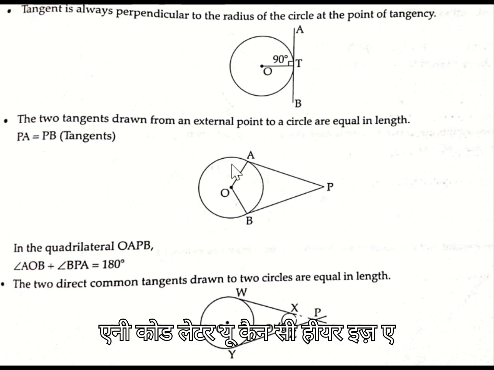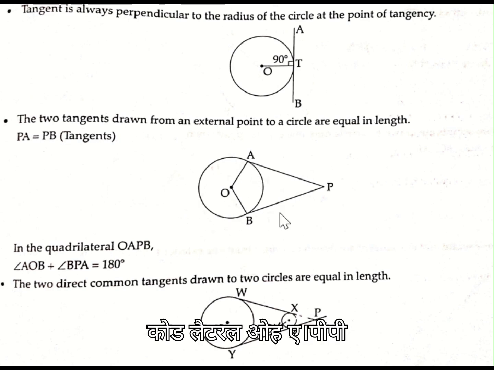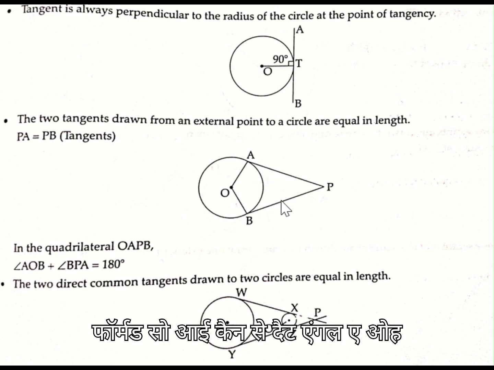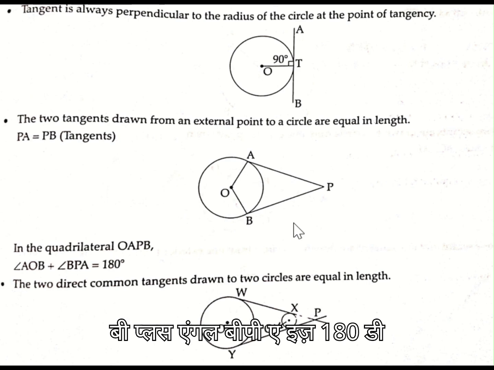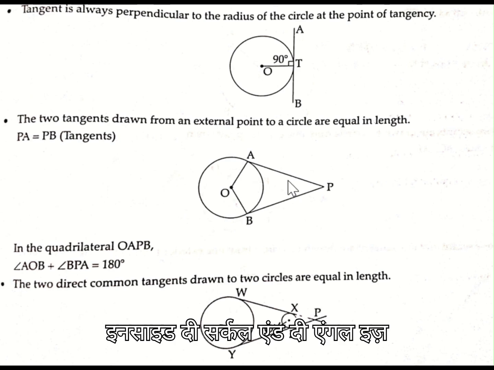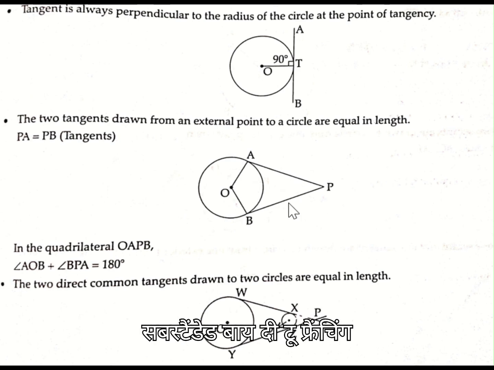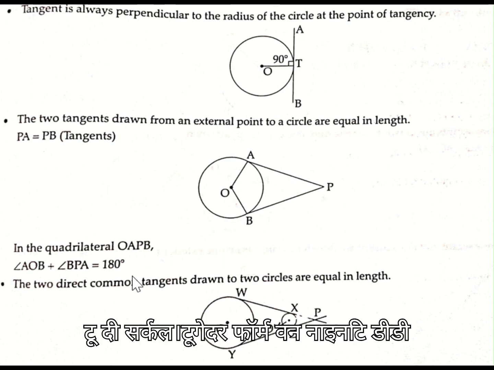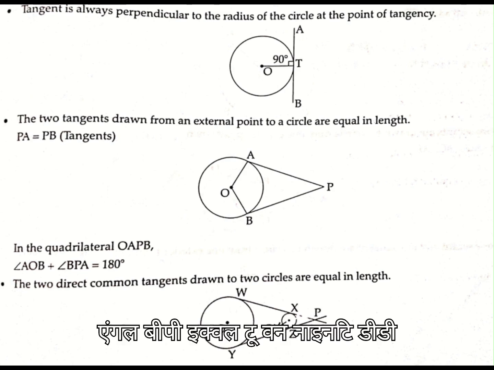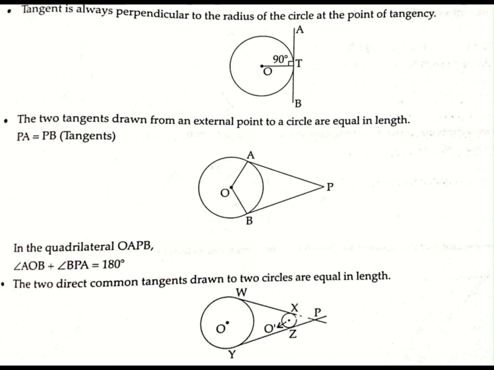And a quadrilateral, so you can see here is a quadrilateral OAPB. Okay, so in this case, a quadrilateral is formed. So I can say that angle AOB plus angle BPA is 180 degrees. The interior angle inside the circle and the angle subtended by the two tangents to the circle together form 180 degrees. Angle AOB plus angle BPA equals 180 degrees.